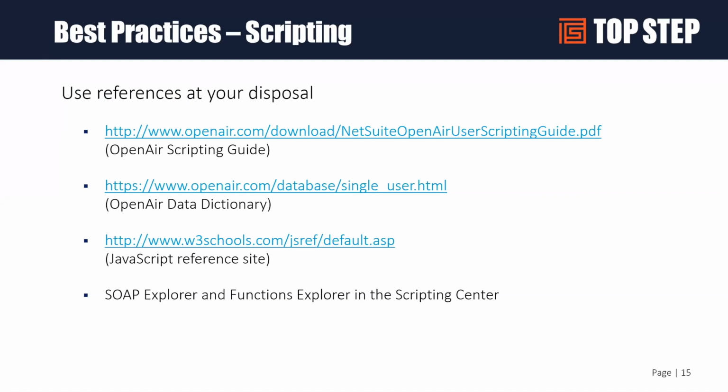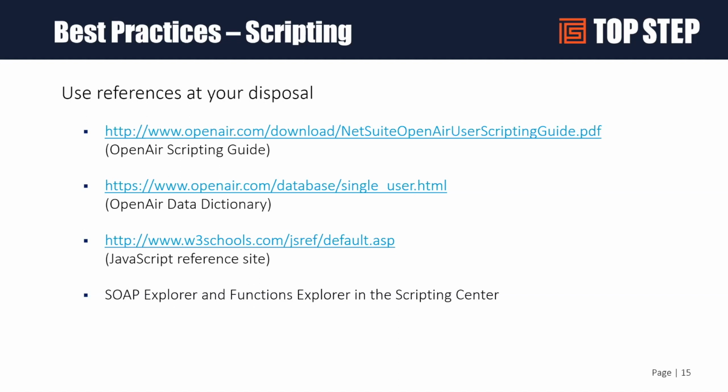Okay, so some of the best practices that we find for scripting is first, use the references at your disposal. And here we have a list of them. You can download the NetSuite OpenAir User Scripting Guide, and that'll give you a very good introduction into scripting. If you look at the OpenAir Data Dictionary, that's a nice place that lists all of the different objects and objects tables and all of the fields associated with those.